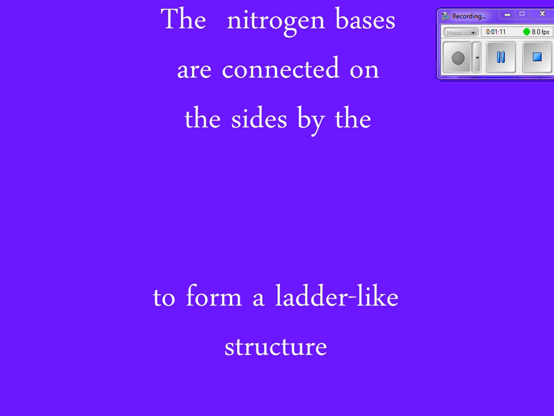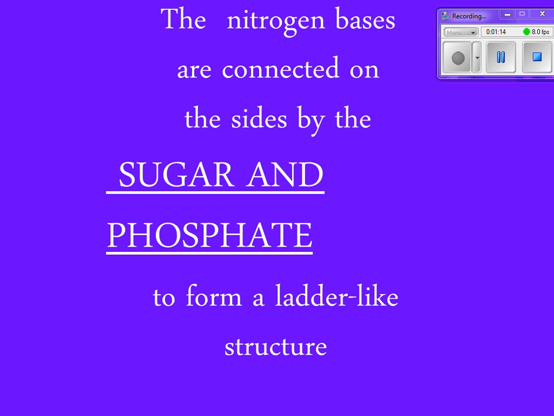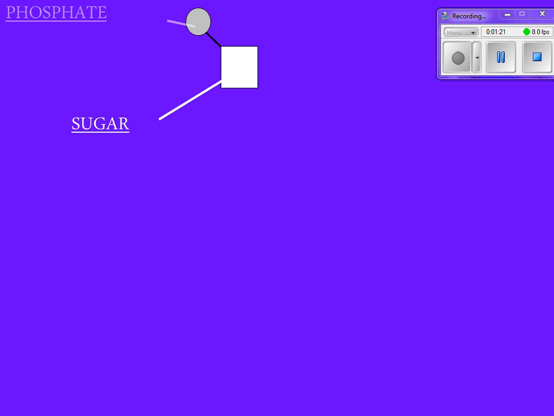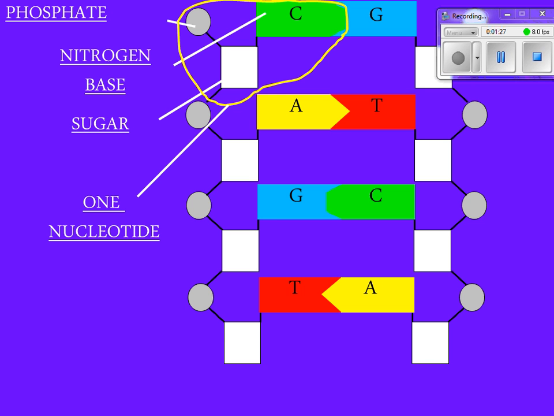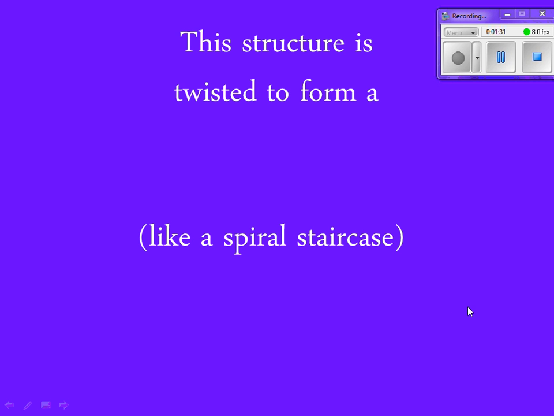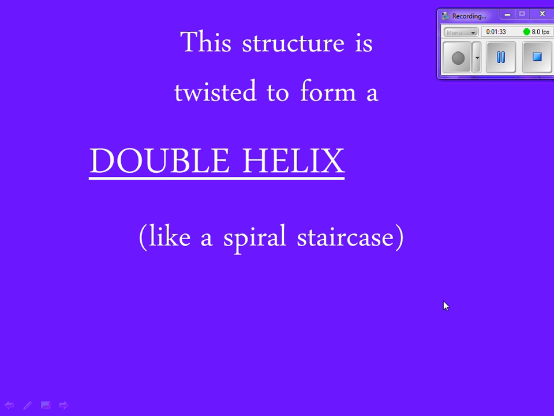So if we look at the nitrogenous bases, they're connected to the sides by the sugar and phosphate, and they form a ladder-like structure. So we have our deoxyribose sugar, we have our phosphate, we have our base in the middle, and that is one nucleotide. You put a whole bunch of nucleotides together, and you get your DNA molecule. So this structure is twisted to form what's called a double helix. It's like a spiral staircase.